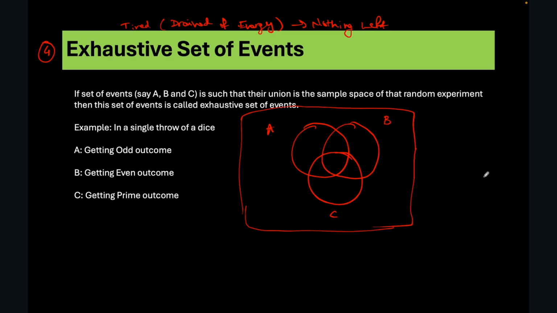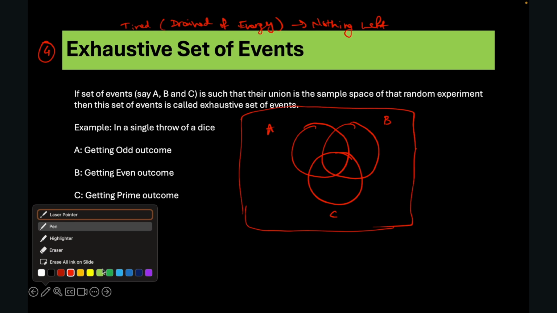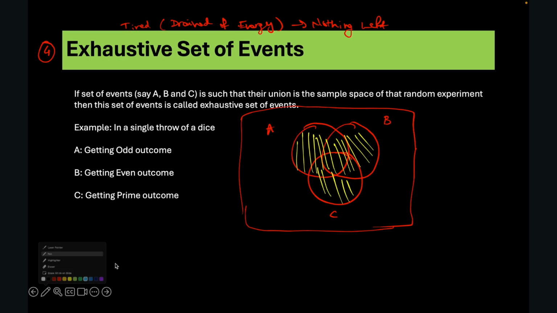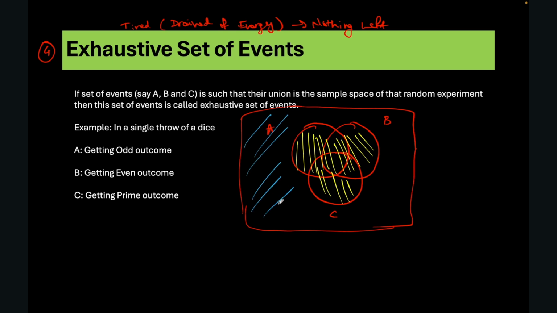Now, what basically it's saying is for an event to be called exhaustive, all the possibility of occurrences have to be within A, B, or C. They can't be in the shaded area, which I'm shading in blue right now. If it's not in blue, it's only in the shaded area of yellow, then it's called exhaustive. You have taken account every single possibility and nothing is left out.